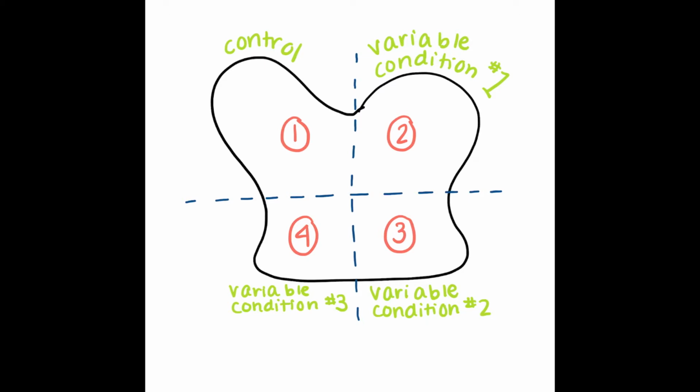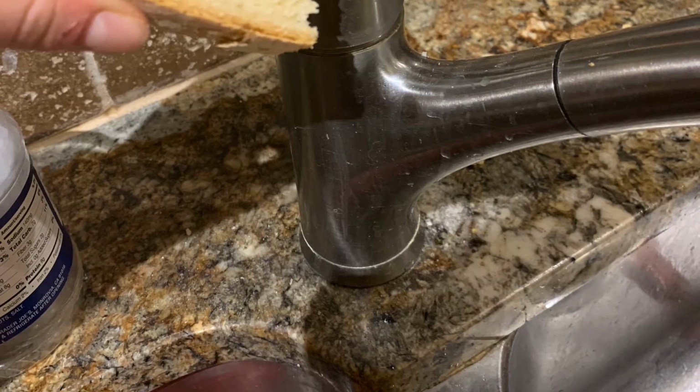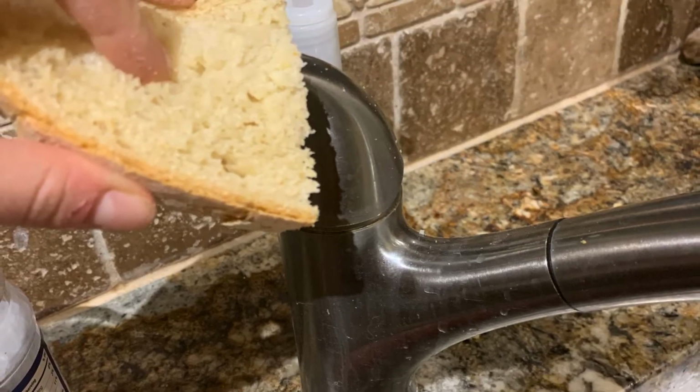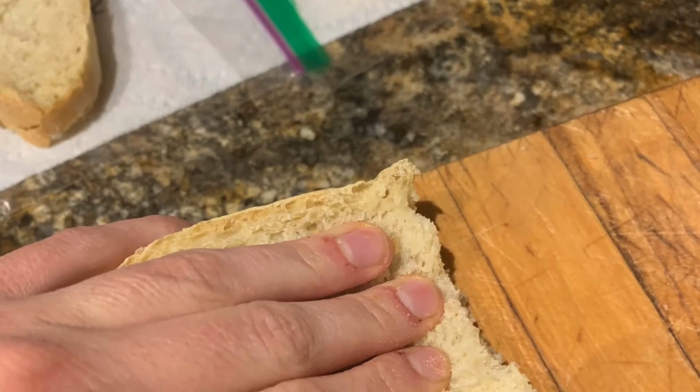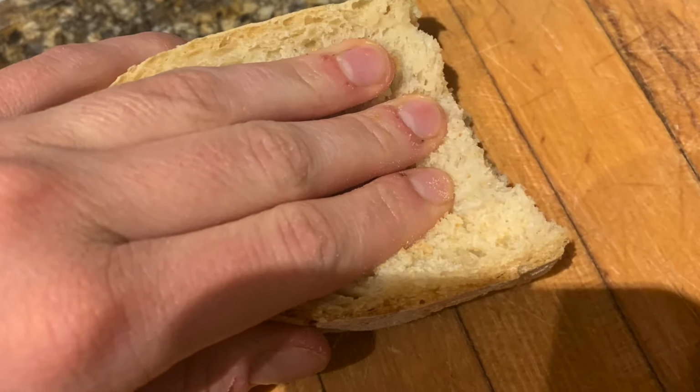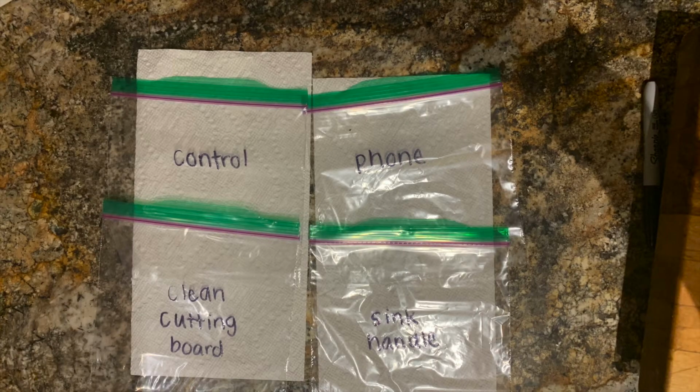For squares 2, 3, and 4, I will rub the surface of the bread on the kitchen faucet, on the cutting board, and on my phone. These are the conditions that I'm testing for my variable. I will then label each of my bags and sprinkle a bit of water into each bag.